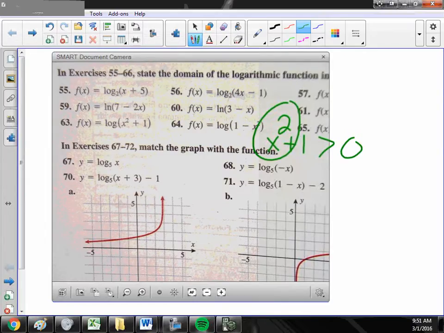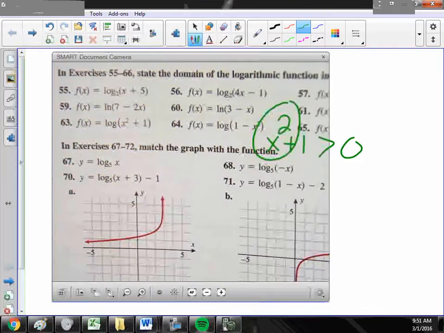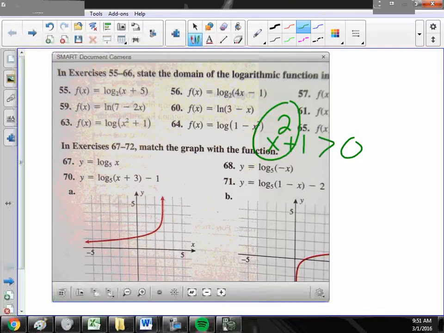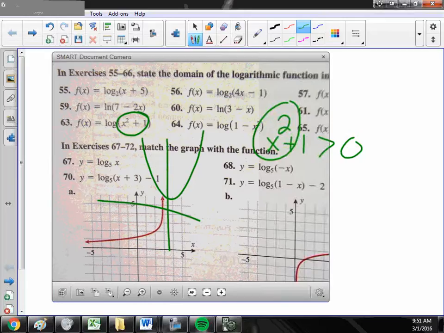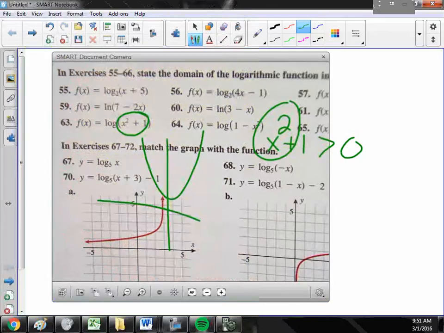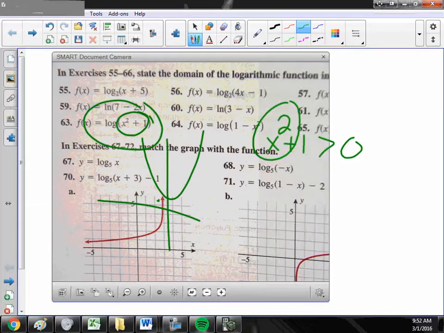There is no number I'm not allowed to plug in, because there is no way this quadratic misses the x-axis. Right? If I graph that, it misses the x-axis, which means it has no roots and it's never negative. So because this graph is always positive, this graph will always exist on every x value.